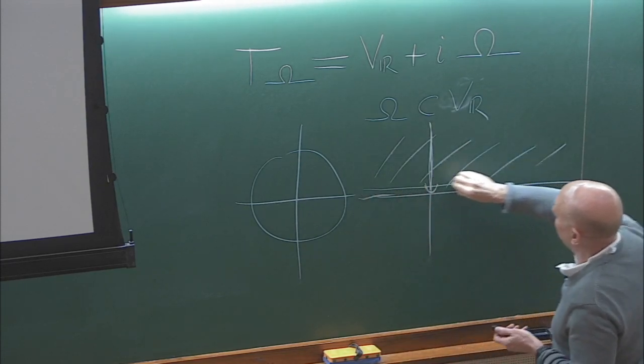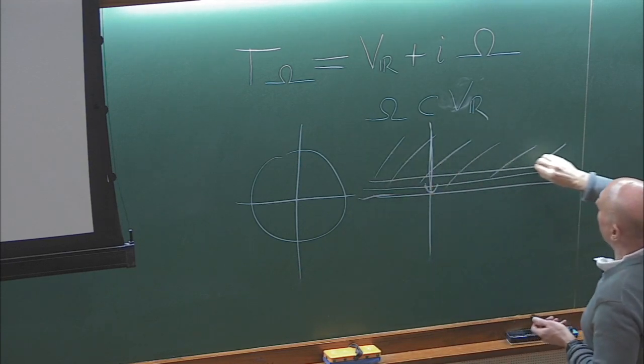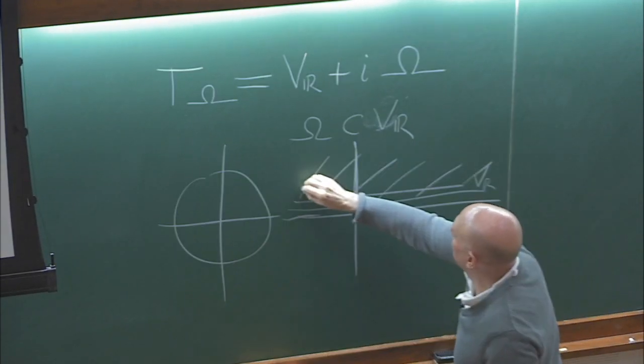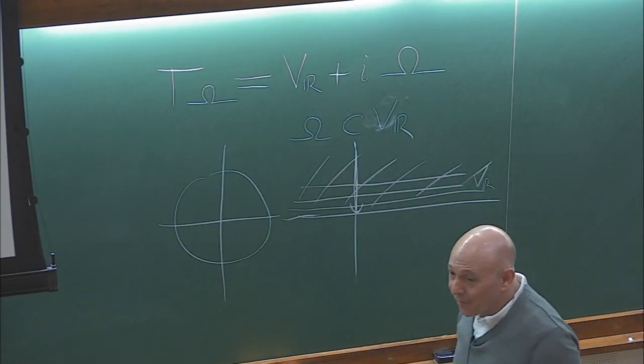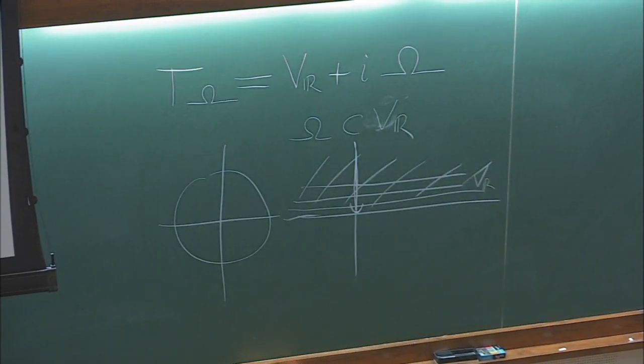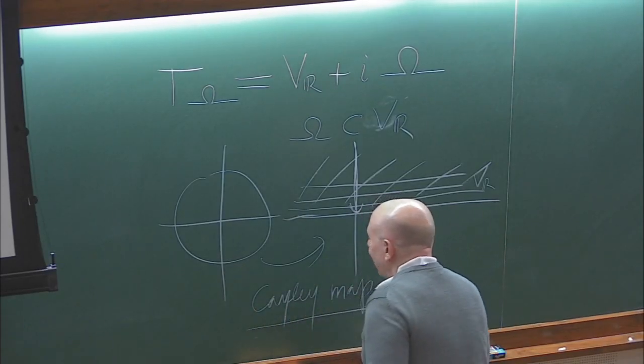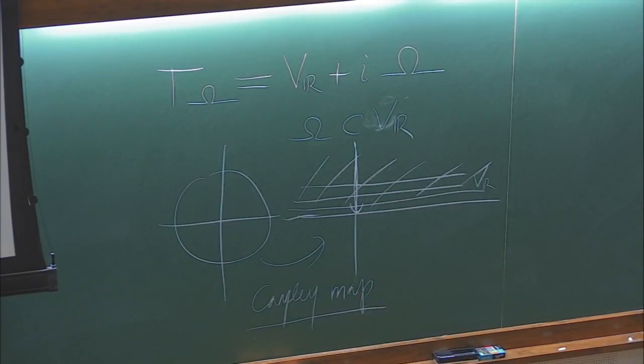And so this is the vector space VR that I'm putting there, right? This is the cone realization of the Poincare disk. And so this morphism, as we know, is realized by the Cayley map or Cayley transform or something, right? That we all learn in school.